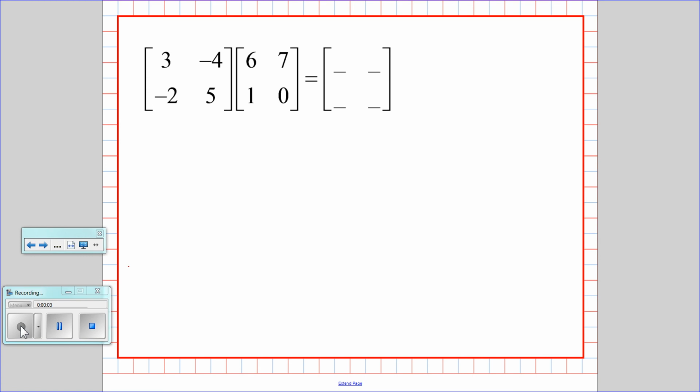Hey everybody, here are two example matrix multiplication problems to help make sure that you know what's going on.